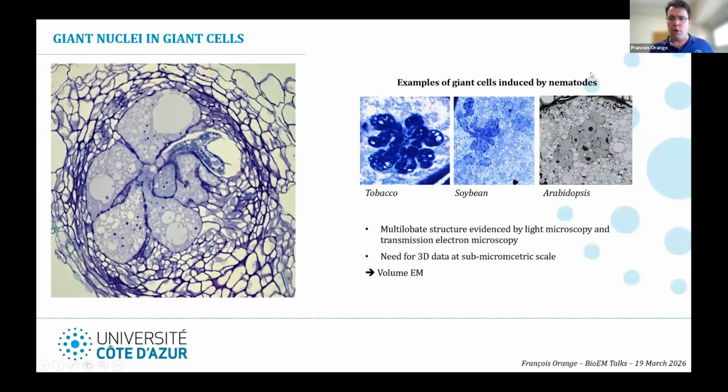And so just a few examples of these giant cells induced by nematodes in tobacco, soybean, or Arabidopsis. And what we got within this is a nucleus, which is a multilobate structure. And this is something which has been characterized already by light microscopy and transmission electron microscopy. But to know more about the structure of this nucleus, we need 3D data at a submicrometric scale. And that's where we need to do some volume EM.